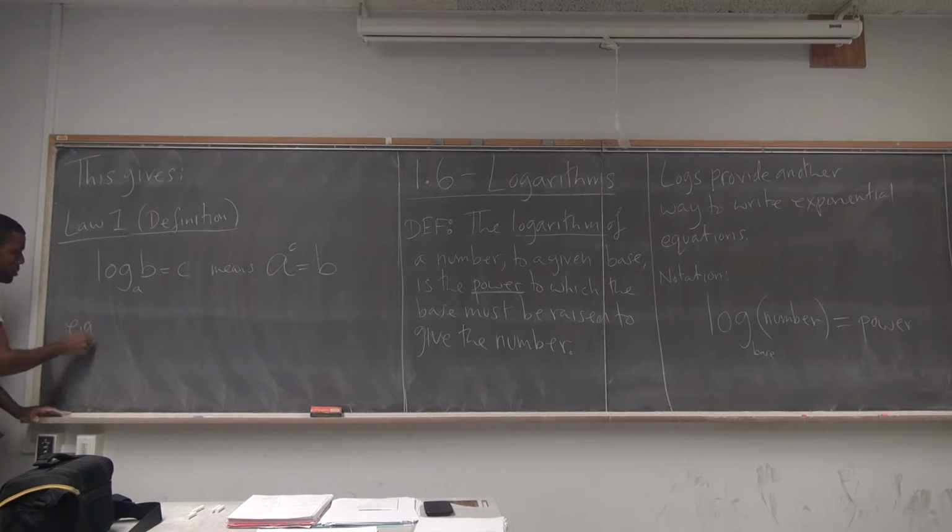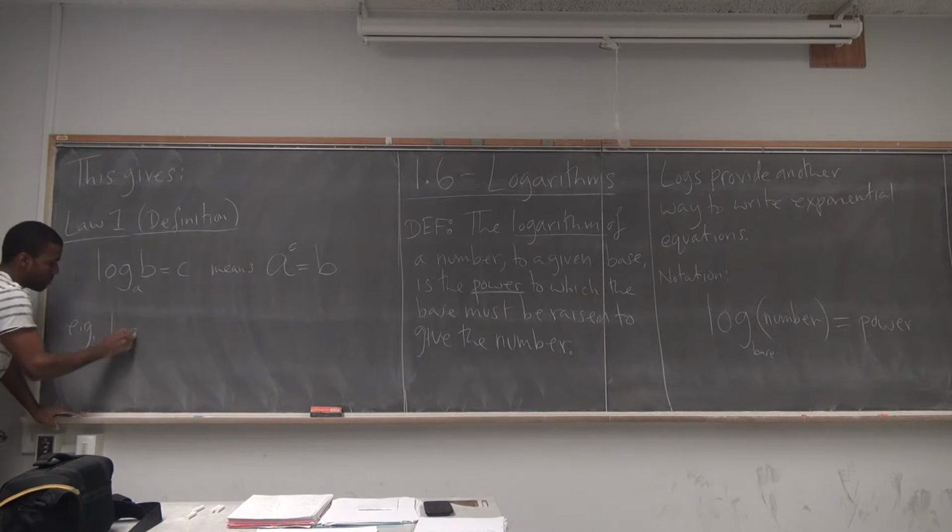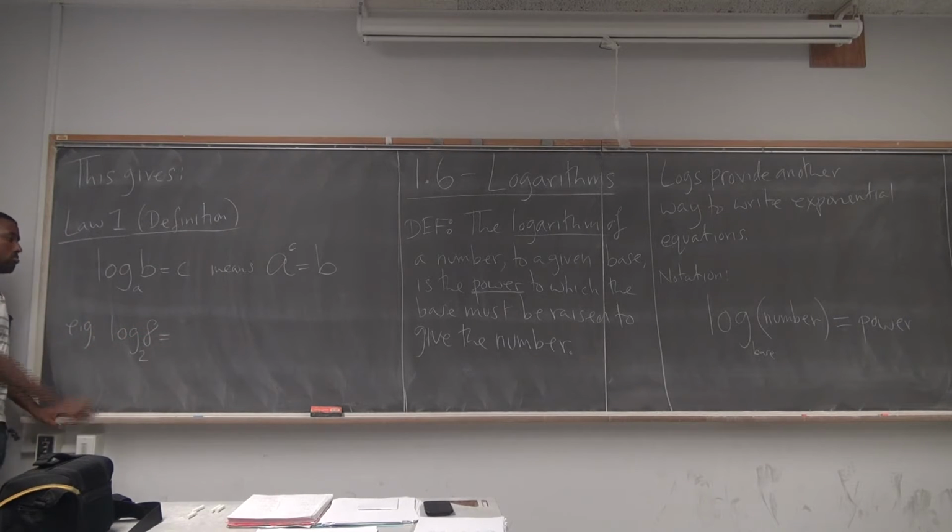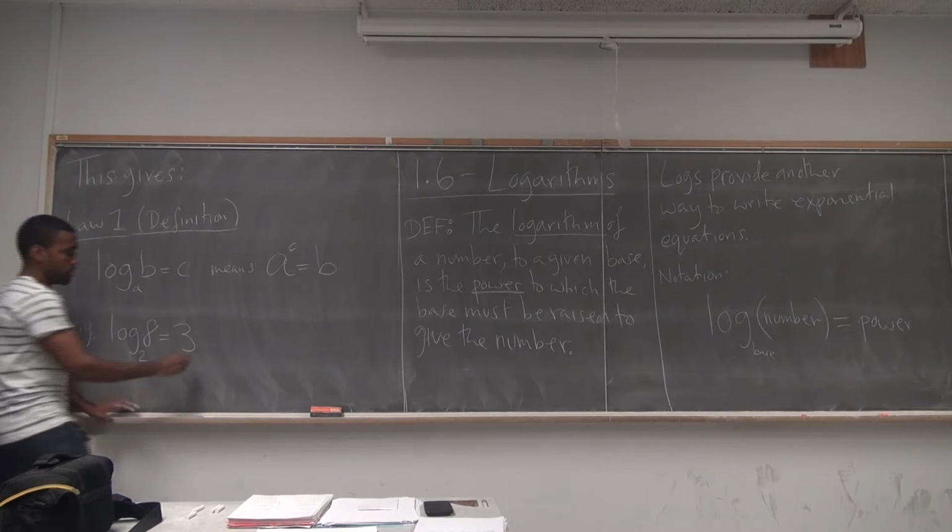So I can give you an example here. For example, log to the base 2 of 8 is 3. Why? Because if I take 2 raised to the power 3, I get the number 8. So the log of this number to that base is the power that I have to raise that base to in order to get that number. So if I have to raise 2 to the power 3 to get 8, that's why the log to the base 2 of 8 is 3.